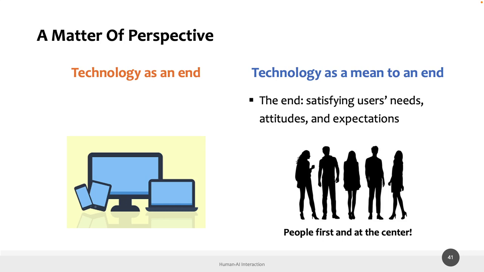What do people need, and what can we build, if there is something that we can build, to satisfy those needs, to satisfy those goals? And then we can also evaluate this with people, just to see if there is a good match between what they need, their expectations, their pursuits, their goals, and what we build. So this is a different perspective. Technology is still here, it's still there.